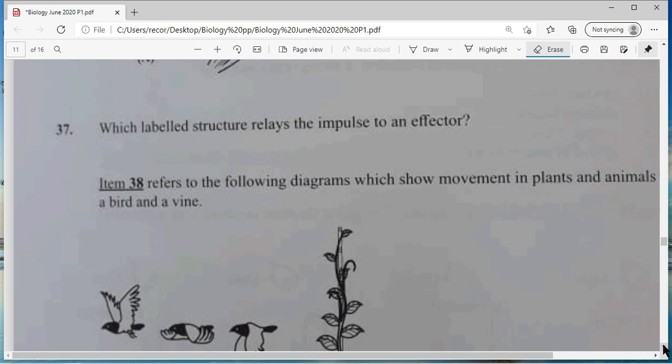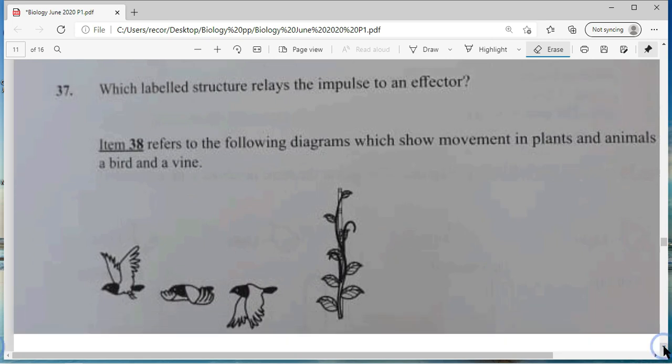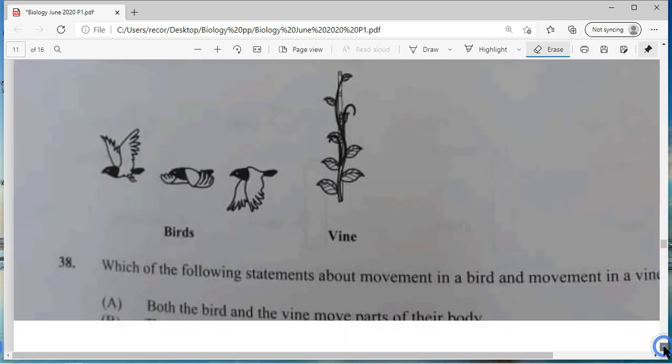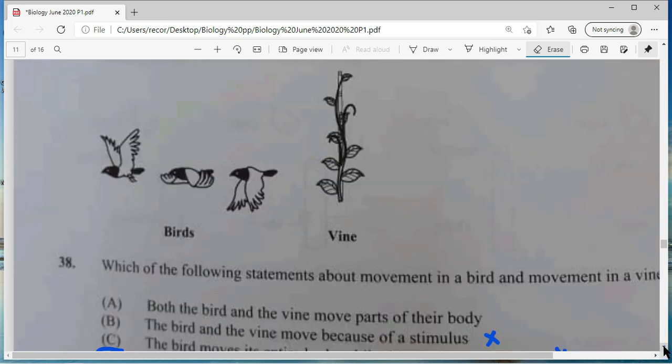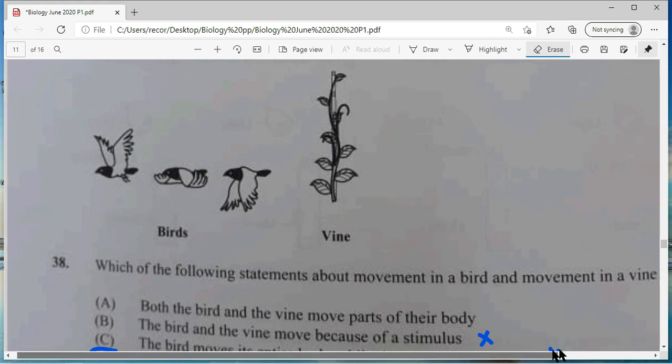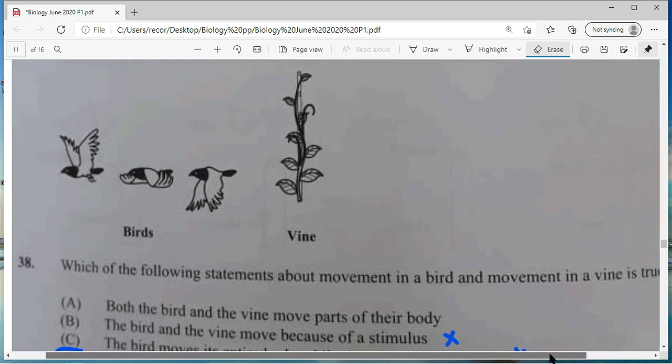38 refers to the following diagram, which shows movement in plants and animals, a bird and a vine. So once we're seeing plants and animals and the concept of movement or locomotion comes up, we are looking at making the distinction between, of course, movement and locomotion. It might not be explicitly stated, but it is a concept that I tend to understand once I'm seeing these two words and the plant. So plants tend to move while animals tend to both move and locomote. Which of the following statements about movement in a bird and movement in a vine is true?